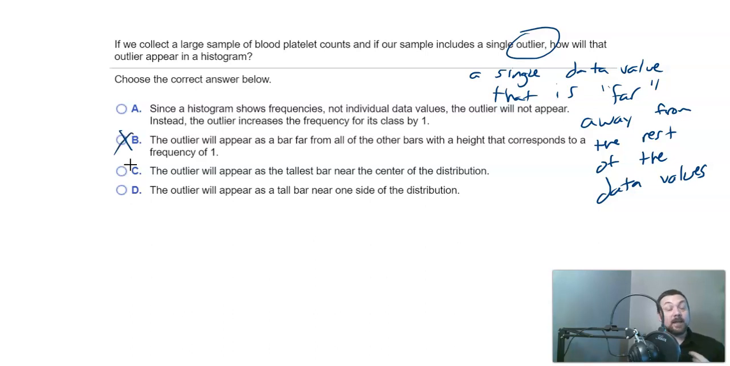Now, it's B for me. The one way they can vary it is to scramble the order that these sentences are given in. So you want to pick the sentence that says the outlier will appear as a bar far from all the other bars. That might be option C for you on your homework. So they might scramble the order of that, but make sure you choose the sentence that says that.